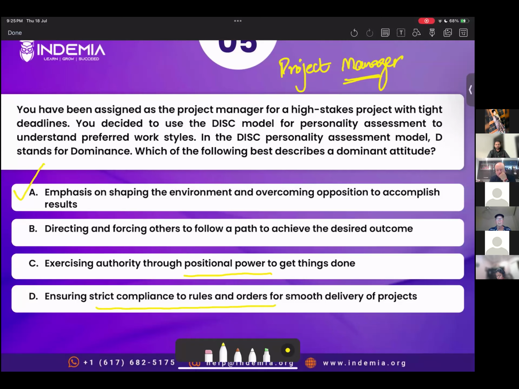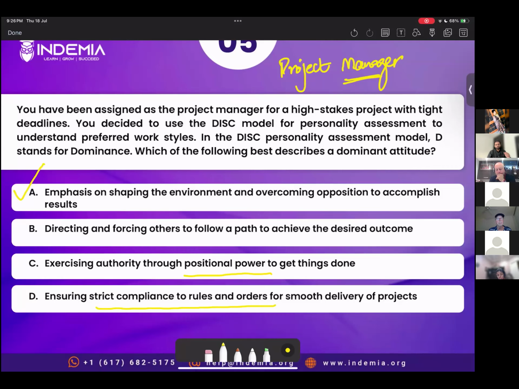Manmeet, you want to say something? Yes. The more I read the options, the more I changed my answers. I was going A first and then I moved to C. The only reason why I flipped from A is the word opposition. Overcoming opposition to accomplish result. I thought that might be wrong. Are we not a team? Are we considering them opposition here?